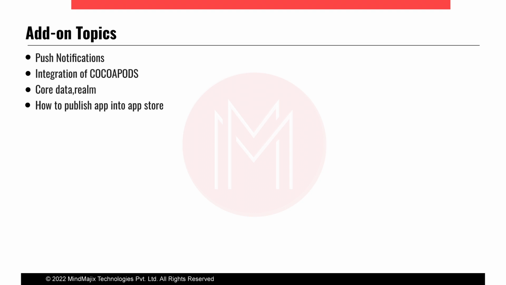Like Core Data and Realm, these are local DBs. You might be aware of MS SQL Server and SQL. These are server DBs. We don't have those on mobile, but in mobile we have Core Data and Realm. Core Data is provided by Apple. Realm is a third-party library. Why Core Data is required is local storage.